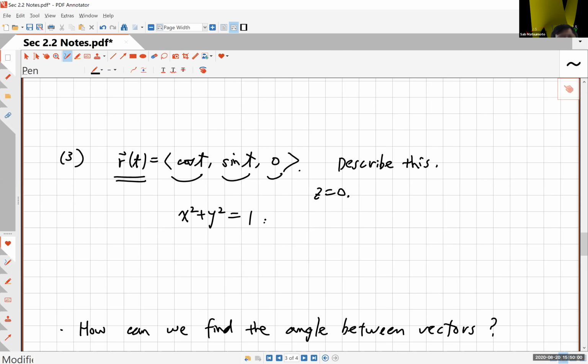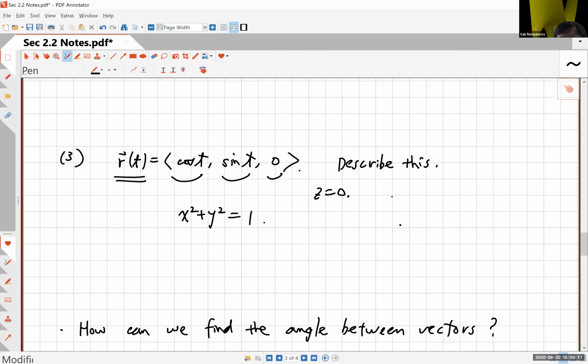I mean, 70 years from now on your deathbed, if your grandchild asks, hey, what's cosine squared plus sine squared? You can say it is still 1, okay, because it's not going to change. Anyway, so what is this?